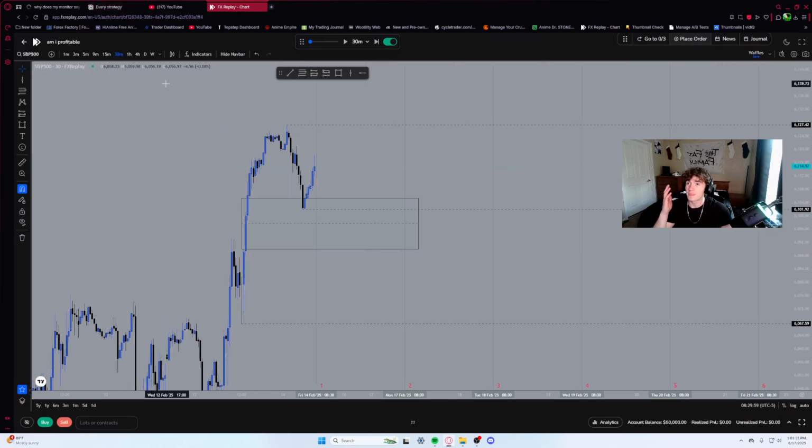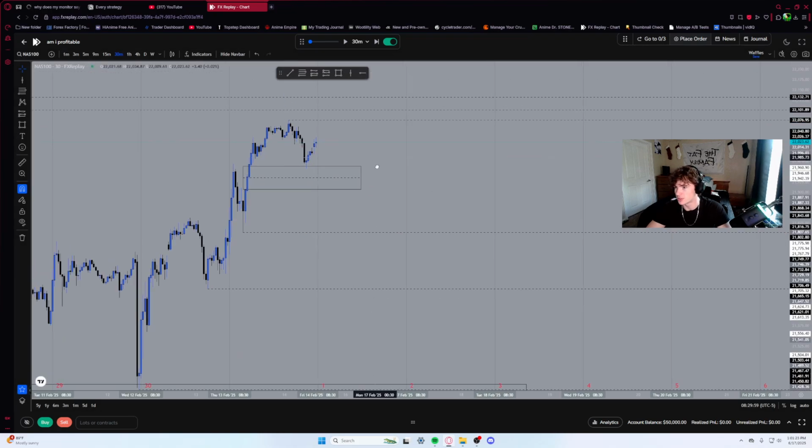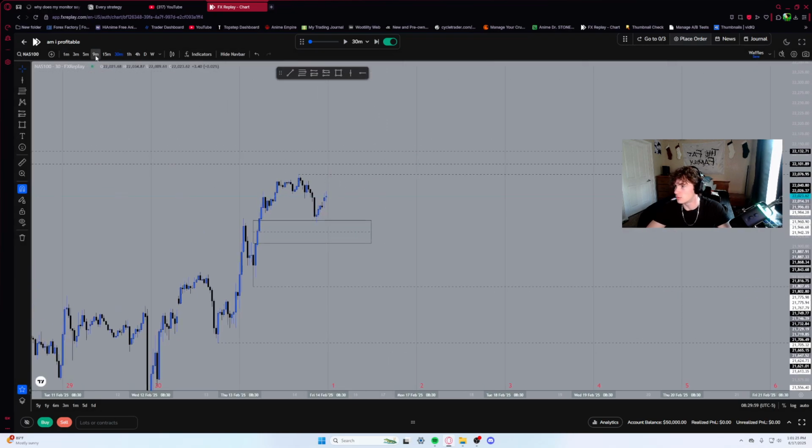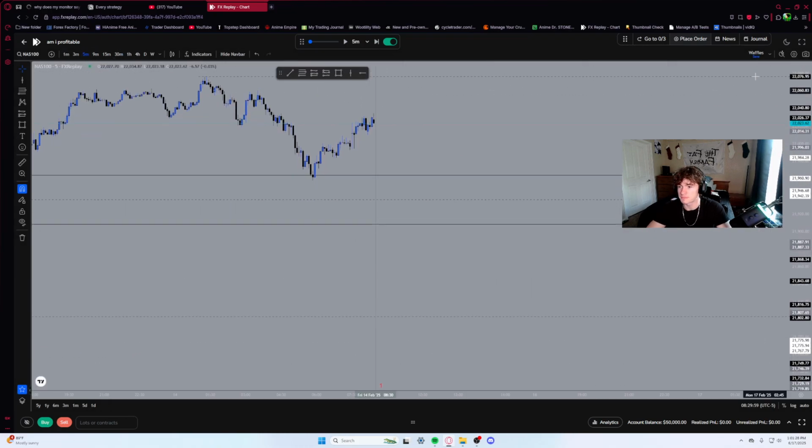So, for SMT divergence, we need ES and NQ. This is ES. Let's go to NQ. We're going to go to market open. Oh, let's probably go to the 5-minute. Here we go.